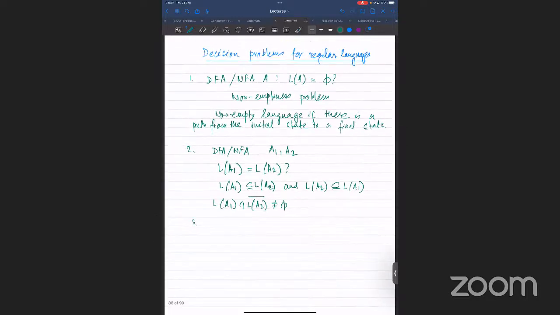Now suppose I ask for a DFA or an NFA. Suppose this is given A, I want to check if L(A) equals sigma star. How do you do that? Then L(A) equals sigma star if and only if L of A bar, where A bar is the complement automaton, the automaton accepting the complement language, equals empty. Clear?